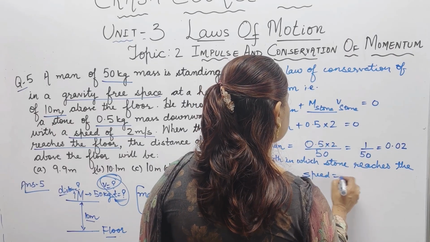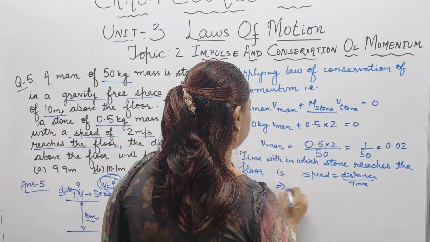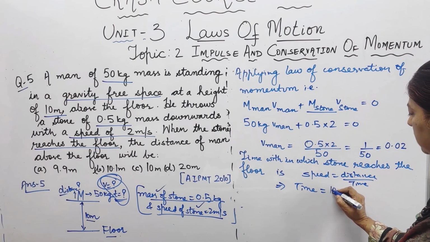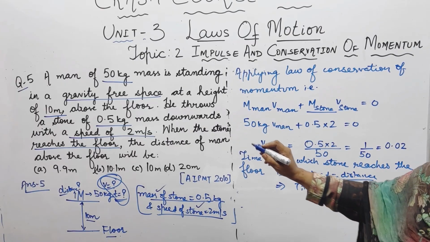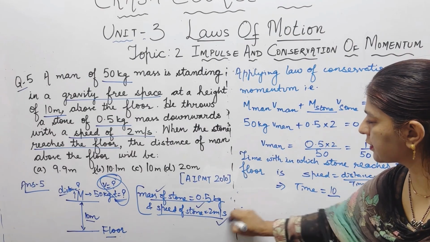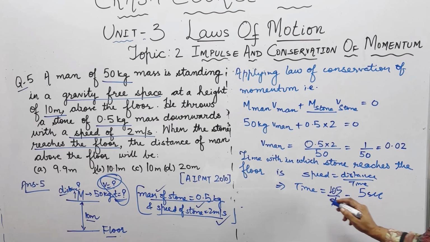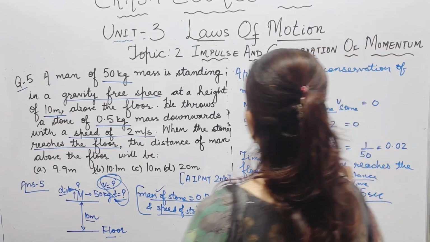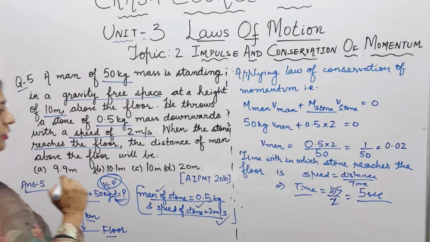speed is equal to distance upon time, and here the distance it has covered to reach the floor is 10 meter, and the speed is being given to us, 2 meter per second, the speed of stone. So the value comes out 5 seconds. Now this is the time that stone has taken to reach the ground, and in this time how much distance the man has traveled we can calculate because we know the time and the velocity.